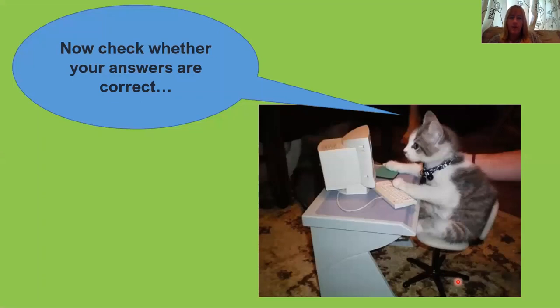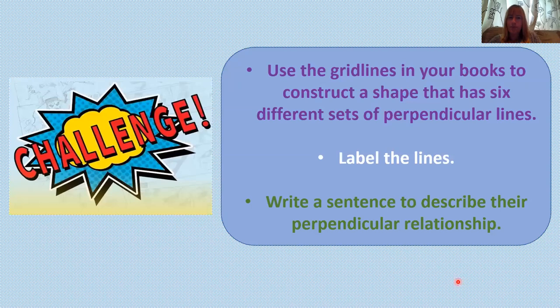If you would like to do a challenge, there is a challenge in your book. Using the lines in your book, can you make a shape that has 6 different sets of perpendicular lines? That's quite an almighty challenge. Do you think you are up to it? I think you are. Don't forget to label your lines, and it'd be really good if you could journal a sentence to describe the perpendicular relationship within that shape, okay?